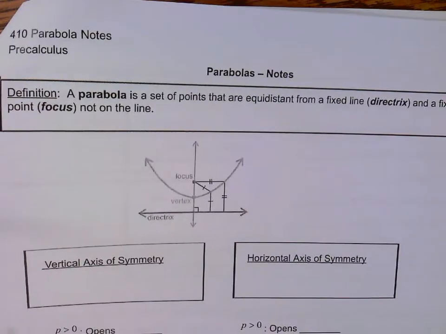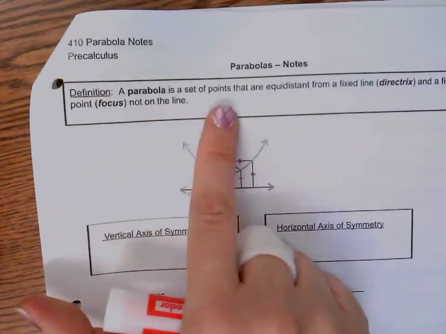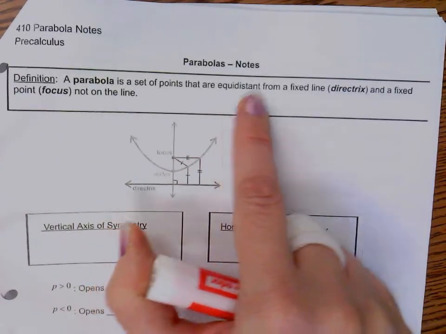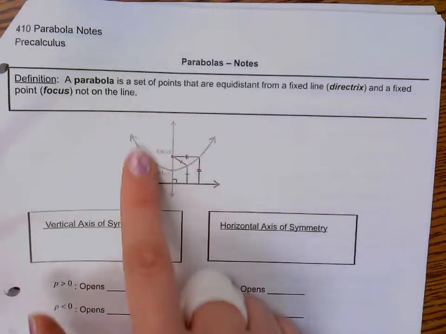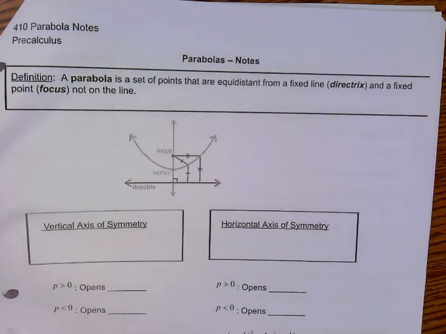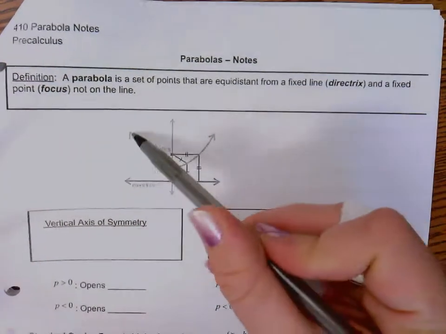So here's that definition that I had just talked about: a set of points that are equidistant from a fixed line called the directrix and a fixed point called the focus. So they oriented this parabola in a different direction. This one happens to just be opening up.